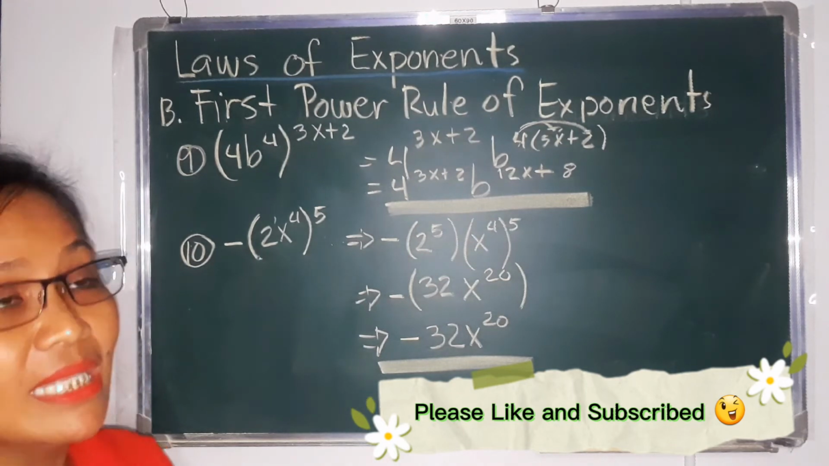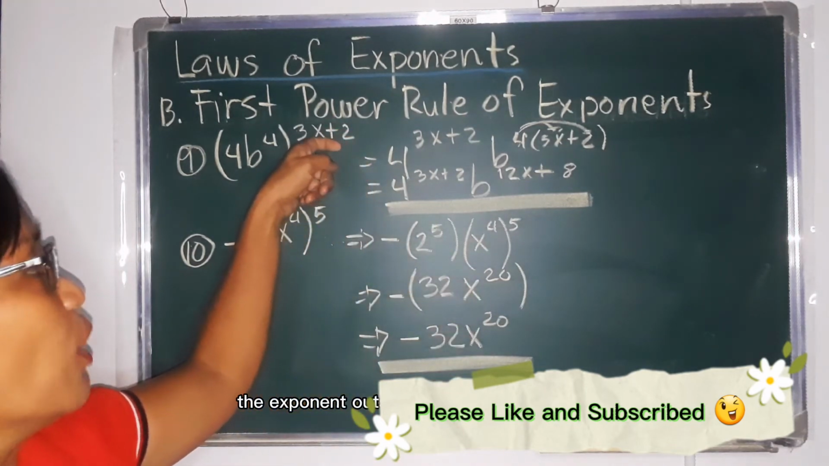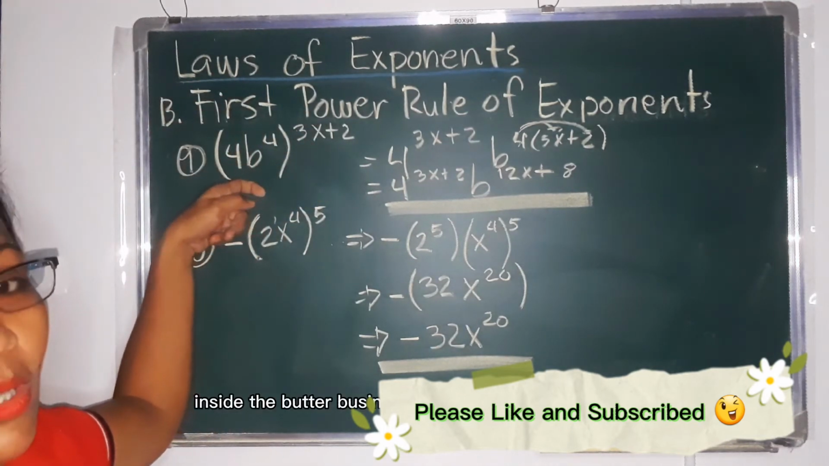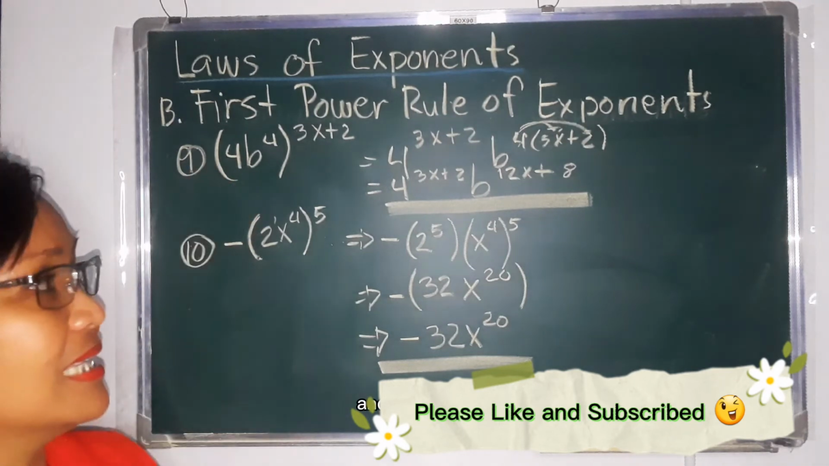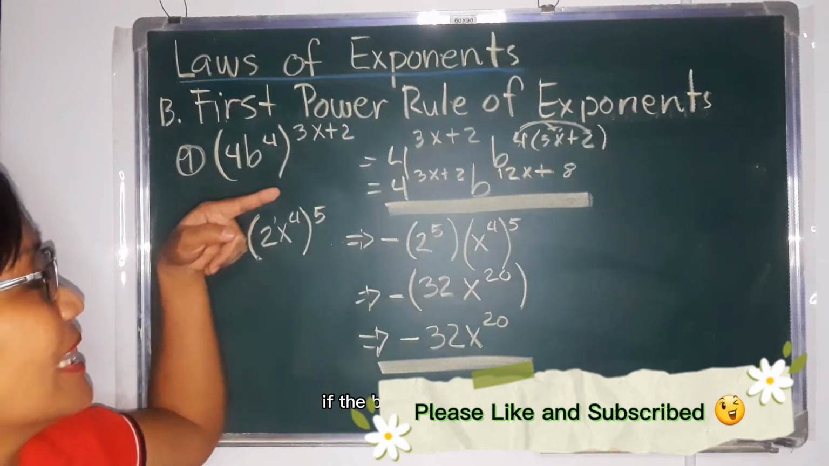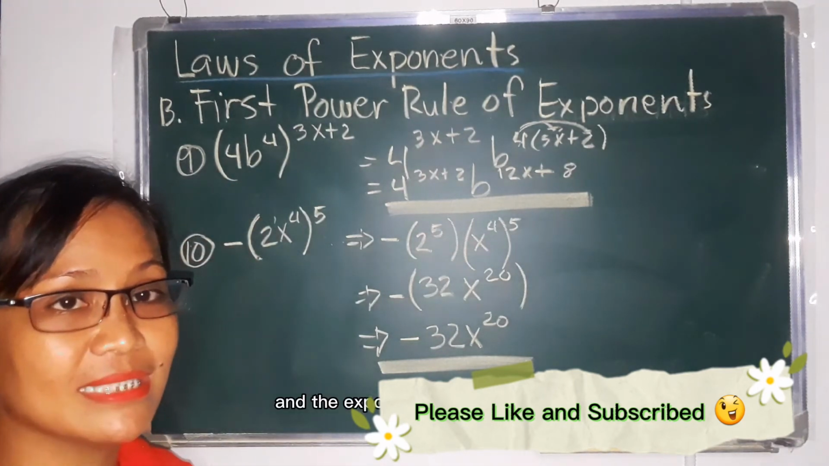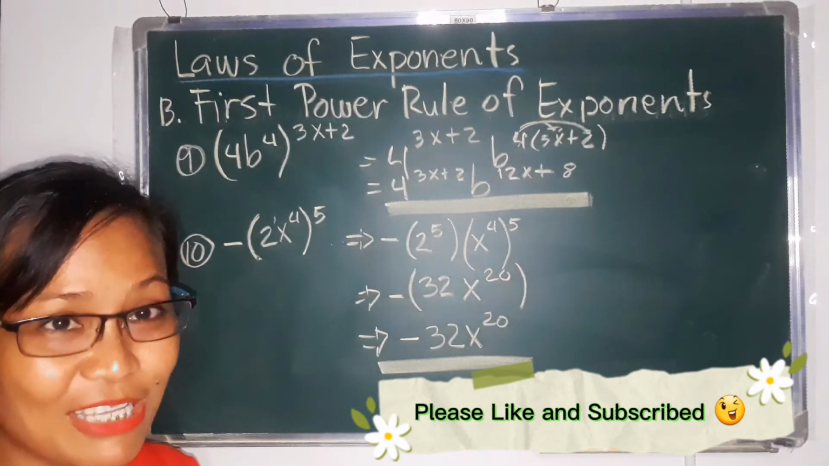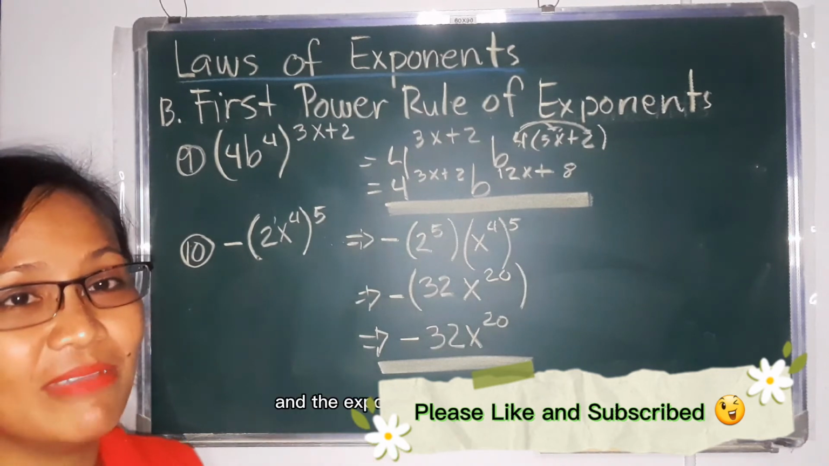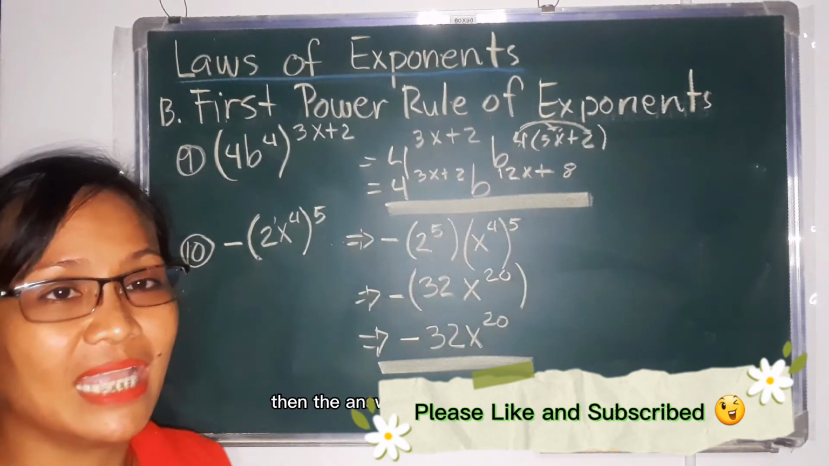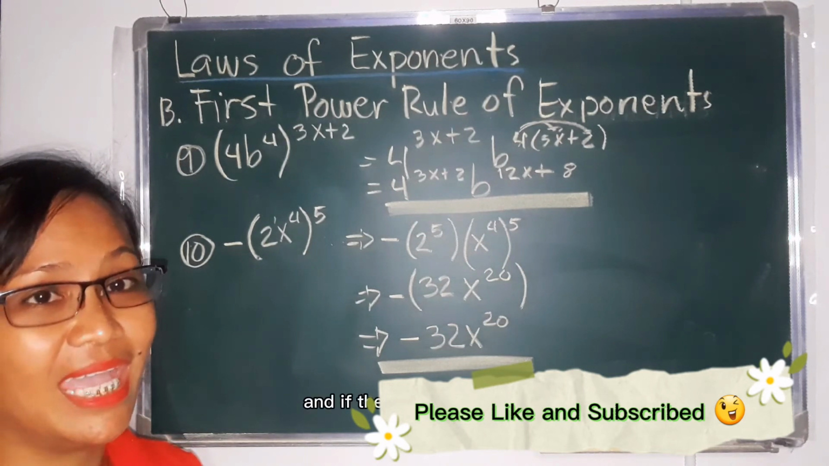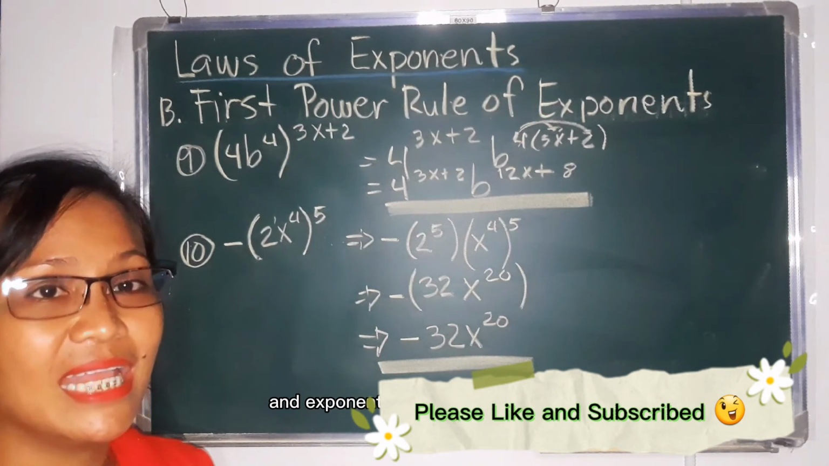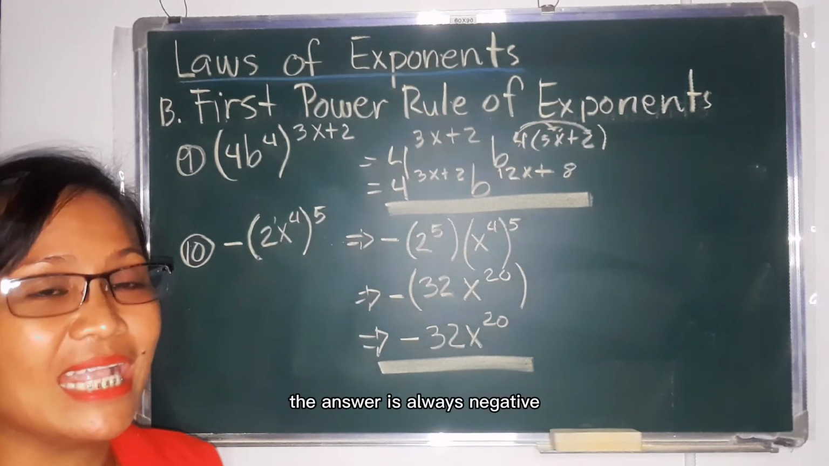Simply multiply the exponent outside the parenthesis with all the exponents inside the parenthesis, with all the elements. Okay? And take note, if the base is negative and the exponent is an even number, then the answer is always positive. I'll repeat. If the base is negative and the exponent is an even number, then the answer is always positive. And if the base is negative and the exponent is an odd number, then the answer is always negative.